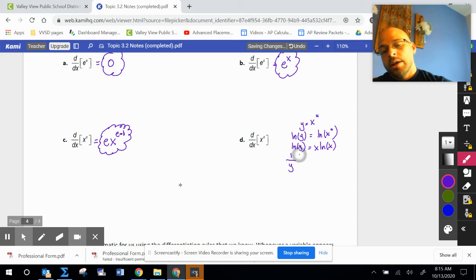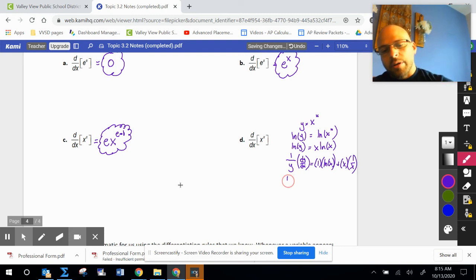So the derivative of my left side, natural log of y, well, remember, the derivative of natural log is 1 over the argument, but because it's a y, it's going to get a dy/dx. And then on the right side is a product rule. So I'm going to take the derivative of the first times the second plus keep the first times the derivative of the second.